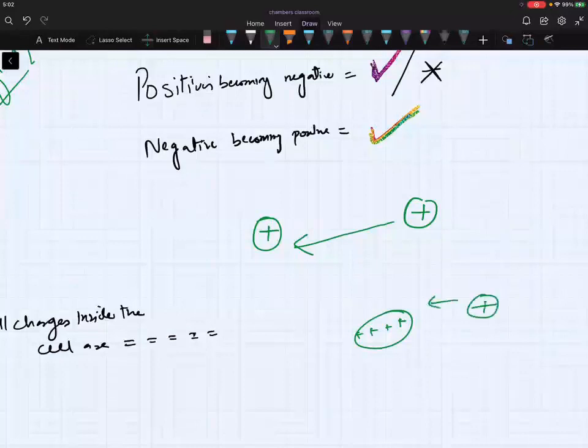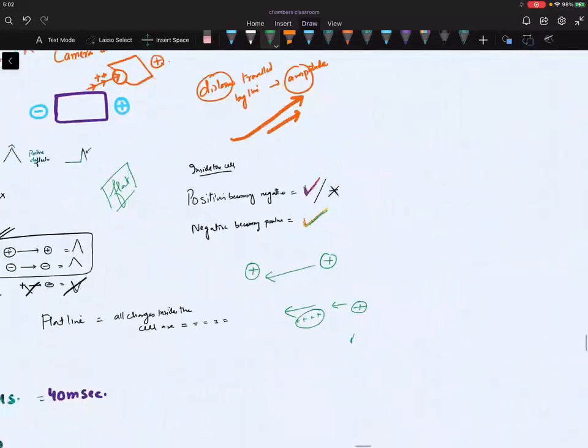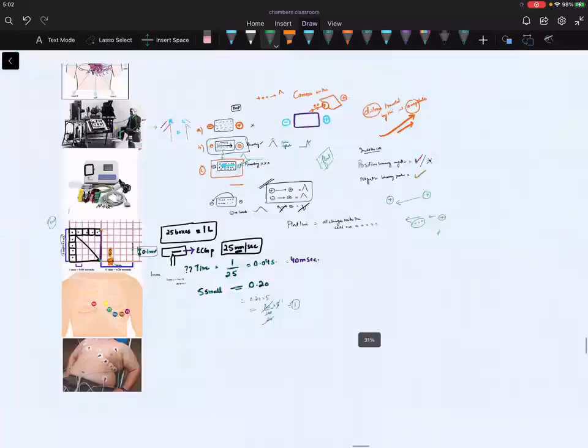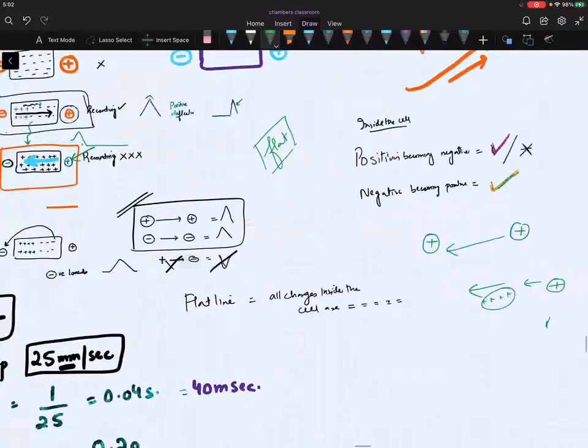So away means current is going this way. So that means negative deflection. Okay, positive away from positive, negative deflection, isn't it? Yeah, you have to use your brain. Okay, positive away from positive. This was positive towards the positive.